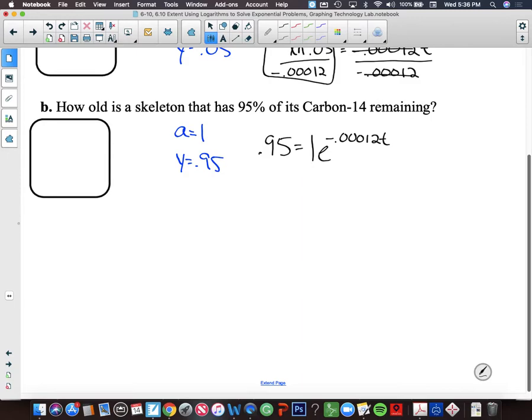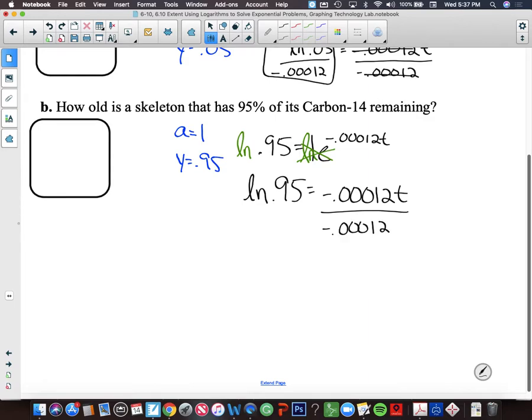Remember, the 1 doesn't matter. So really, your next step is to natural log both sides. The 1 doesn't matter, remember. So the natural log and e are going to cancel out. Then we have natural log 0.95 equals negative 0.00012 t. Divide by that on both sides. And then let's put it in our calculator to see how old this thing is.